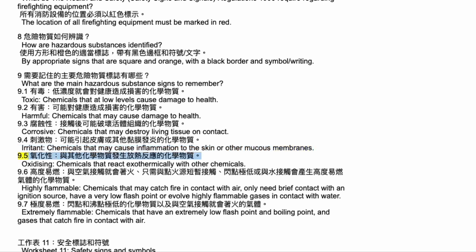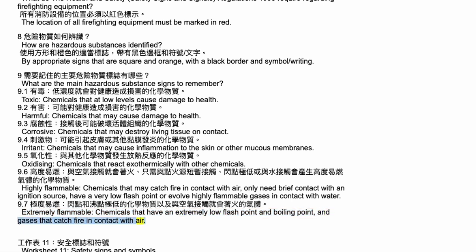Oxidizing: chemicals that react exothermically with other chemicals. Highly flammable: chemicals that may catch fire in contact with air, only need brief contact with an ignition source, have a very low flash point or evolve highly flammable gases in contact with water. Extremely flammable: chemicals that have an extremely low flash point and boiling point, and gases that catch fire in contact with air.